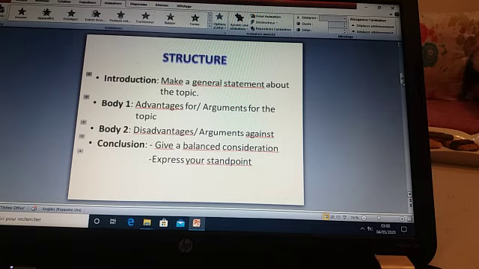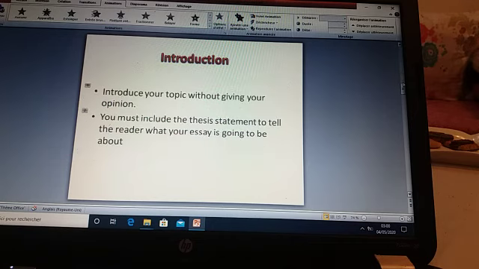Then the conclusion, you give a balanced consideration. It means you can remain neutral or you can express your point of view. You are free in the conclusion. For the introduction, you must introduce your topic without giving your opinion. You must include the thesis statement to tell the reader what your essay is going to be about.